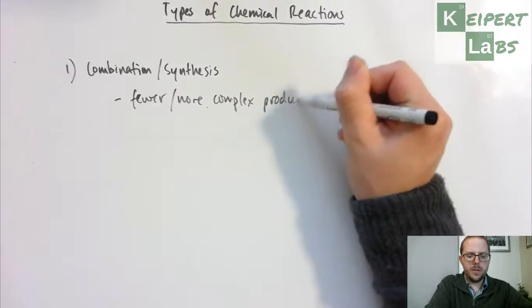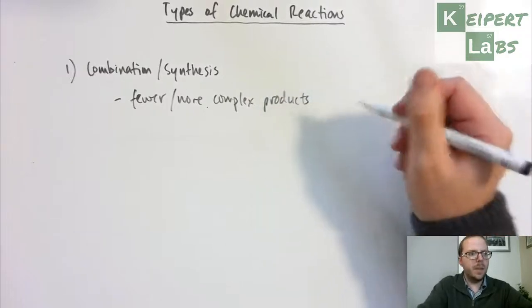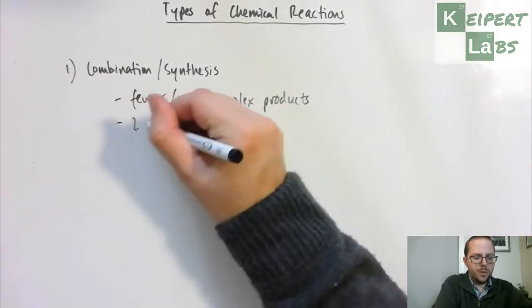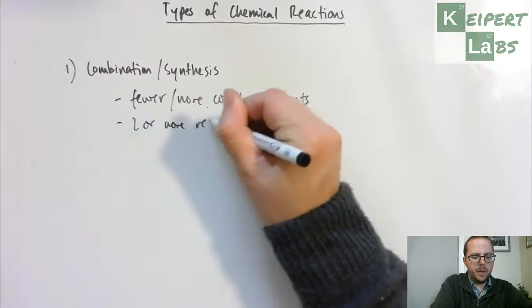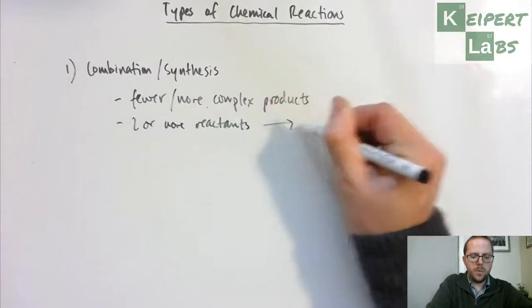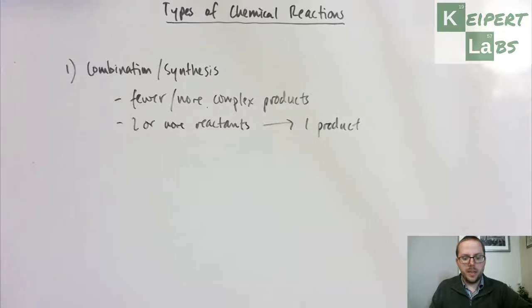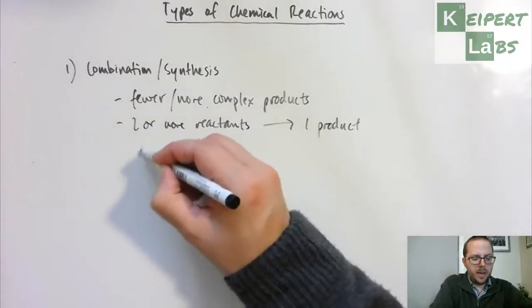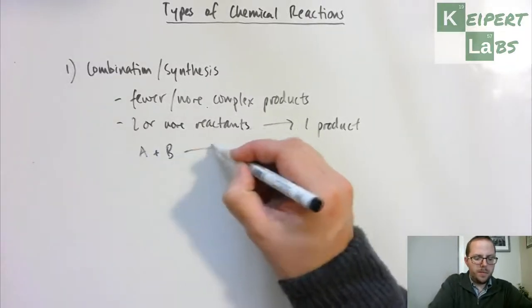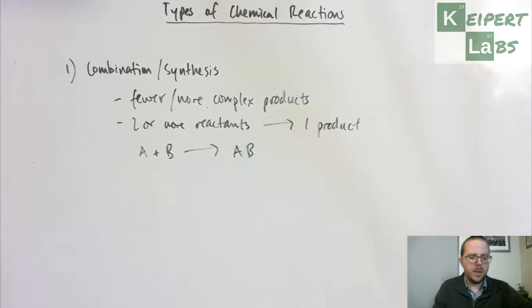So we're typically going from 2 or more reactants to one product. We might generally say things like A plus B forming AB as a general label. Let's see if I can make it a little bit more visible for you. I appreciate the contrast isn't flash there. So A plus B producing AB.